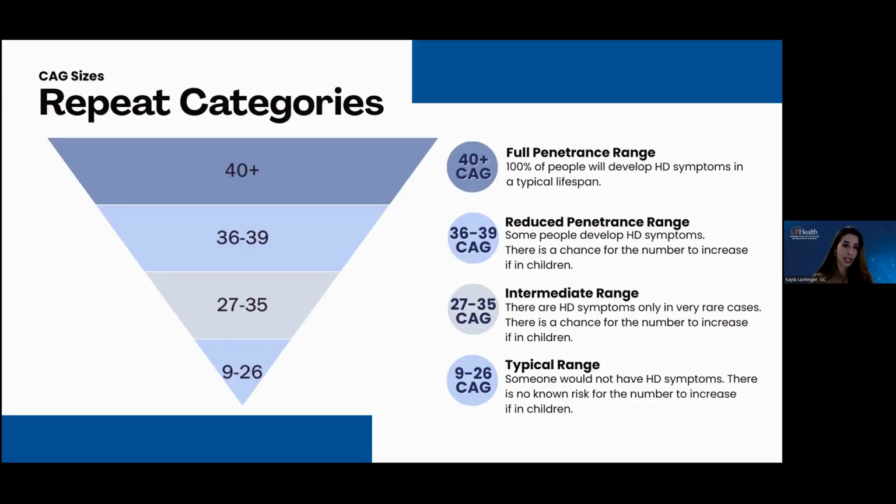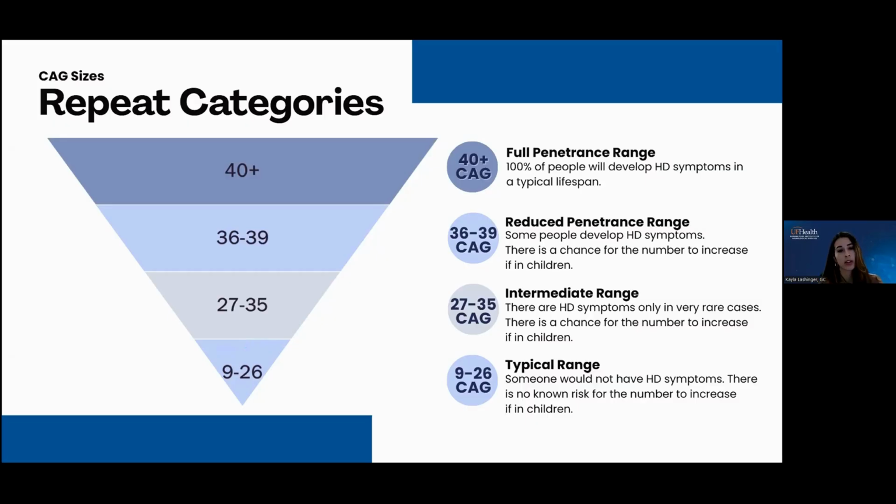That CAG number that many of you are familiar with and have seen on genetic test reports has four different categories that we know and associations. Looking at what a typical range would be, that would be in this 9 to 26 CAG repeat range. There is no risk for someone to have symptoms of Huntington's disease, nor any risk for their child to have Huntington's disease. Once we jump up past that and get into 27 and above repeats, there becomes a risk for children.